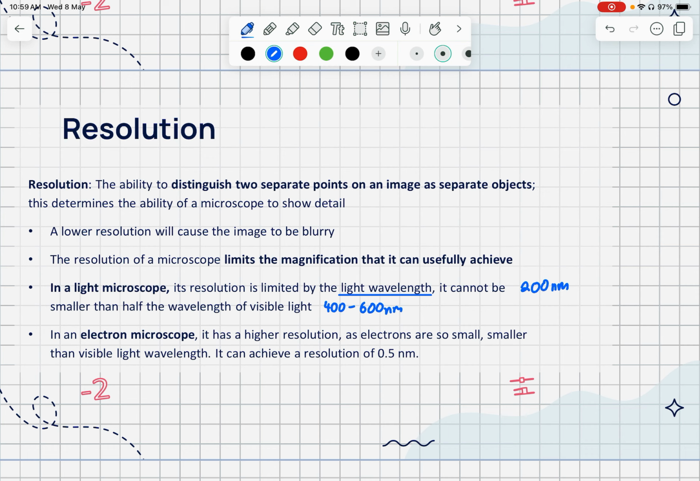And an electron microscope has a higher resolution. Why is this so? Because the electrons are so small. They are smaller than the visible light wavelength. So it is so small that you can have a very tiny resolution and it is still really clear. It can have a resolution of 0.5 nanometers.